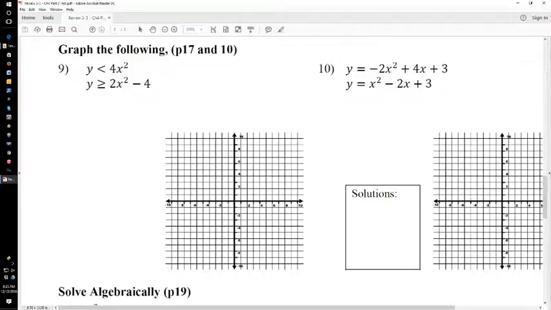Okay, now for 9 and 10, it says graph the following, and it says it's on page 17 and 10. That feels like a typo to me. It might be 17 and 18, but it might be 17 and 10. You never know. You can find some good examples. So we start off just by graphing these, and feel free to use your graphing calculator.